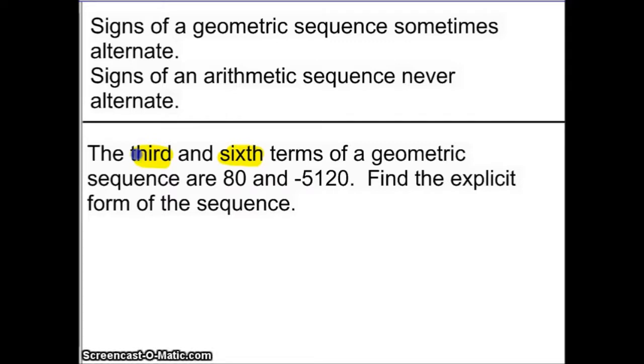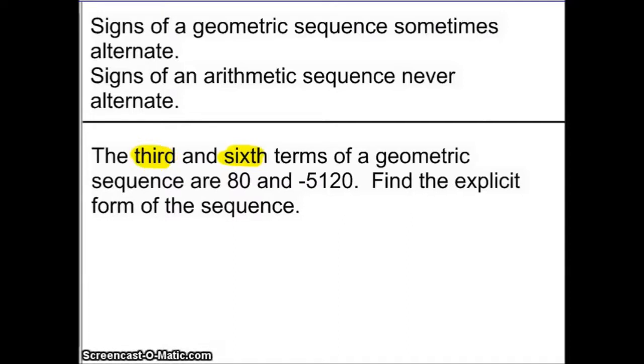All right, so what I'm going to do is write a ratio of the sixth term to the third term: U sub 6 divided by U sub 3. That's a ratio, okay? Well, the sixth term is negative 5,120, and the third term is 80.